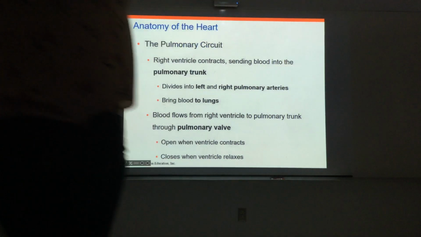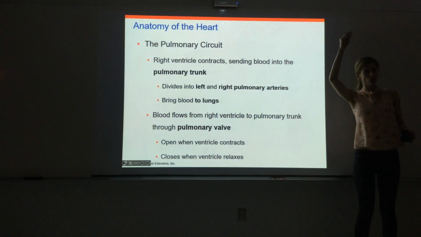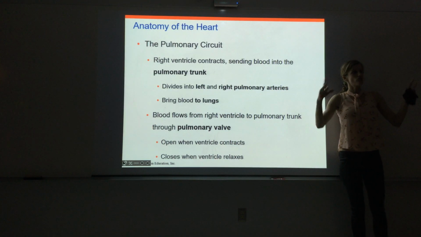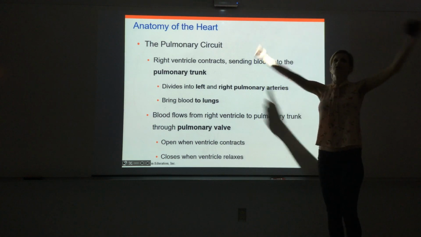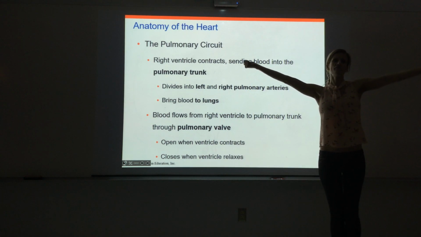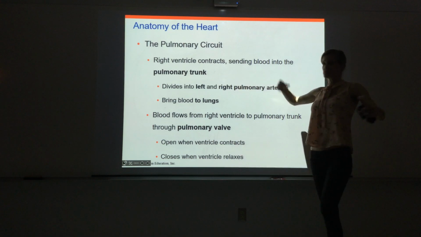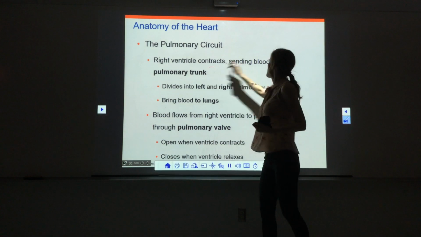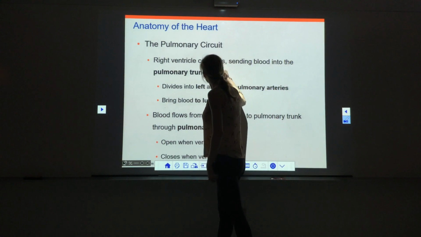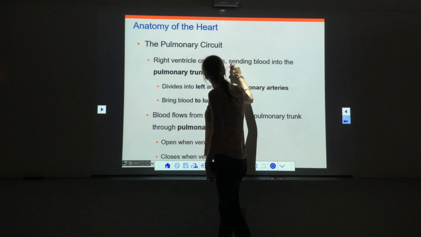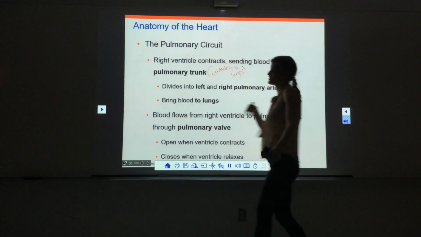Okay, so we went from the right atrium down to the right ventricle, right through the tricuspid valve. The right ventricle contracts, and then we're going to go from the right ventricle where? In general, where does the right ventricle pump to? The lungs. Right, so the right ventricle contracts, and that sends blood into the pulmonary trunk, right? And then ultimately to the lungs, right? We want to go through the pulmonary circuit.